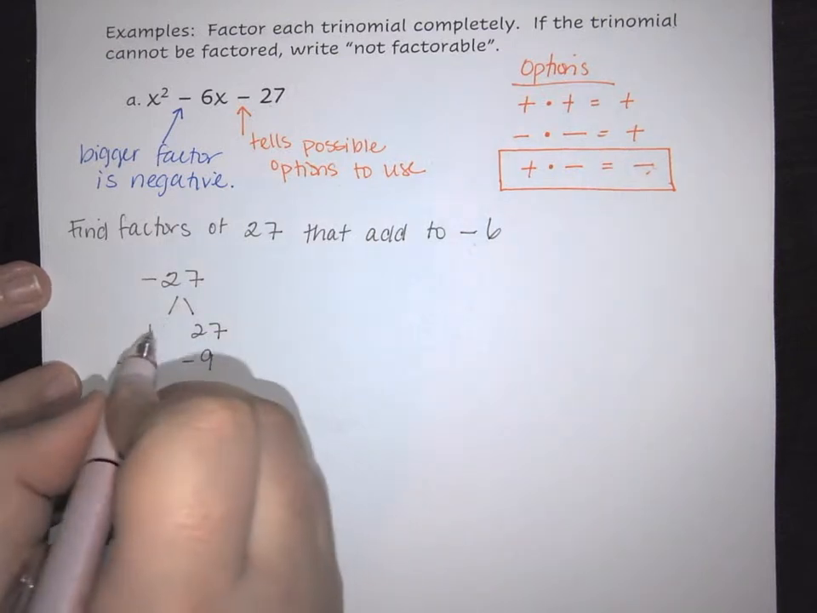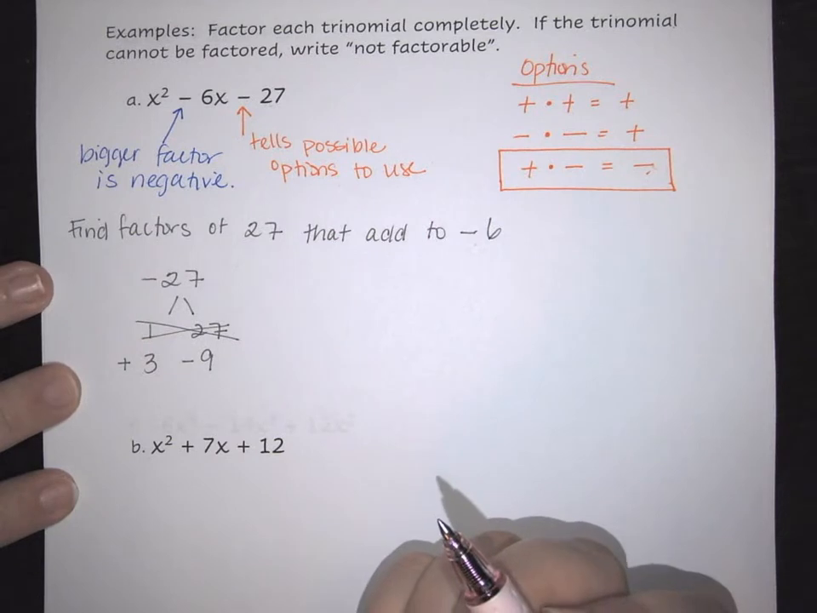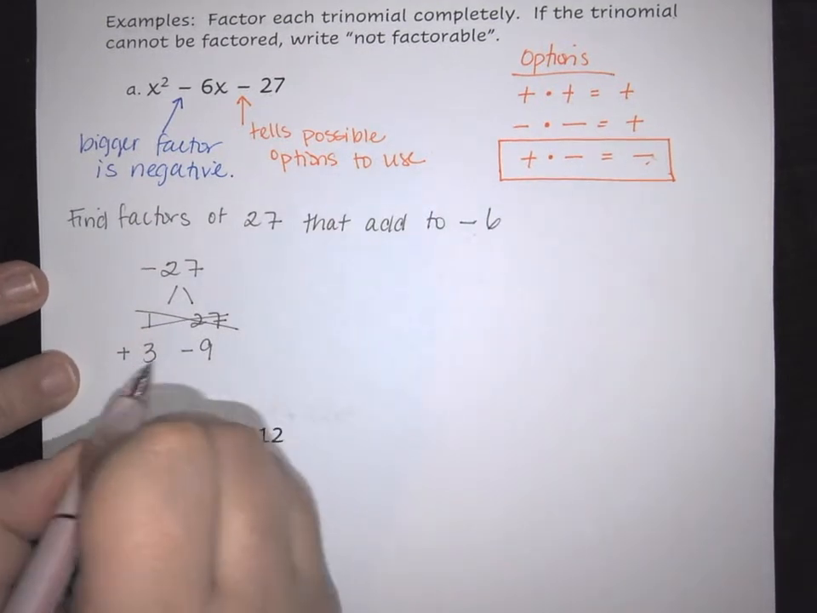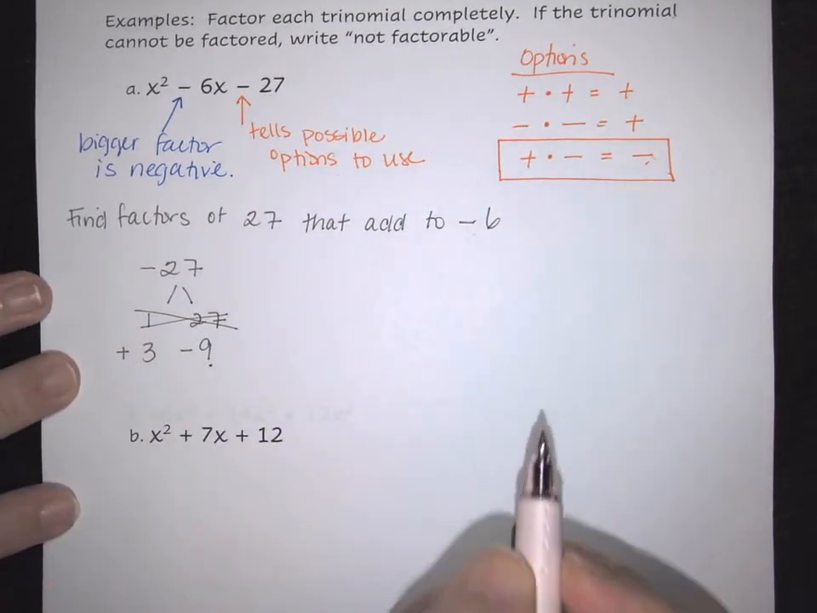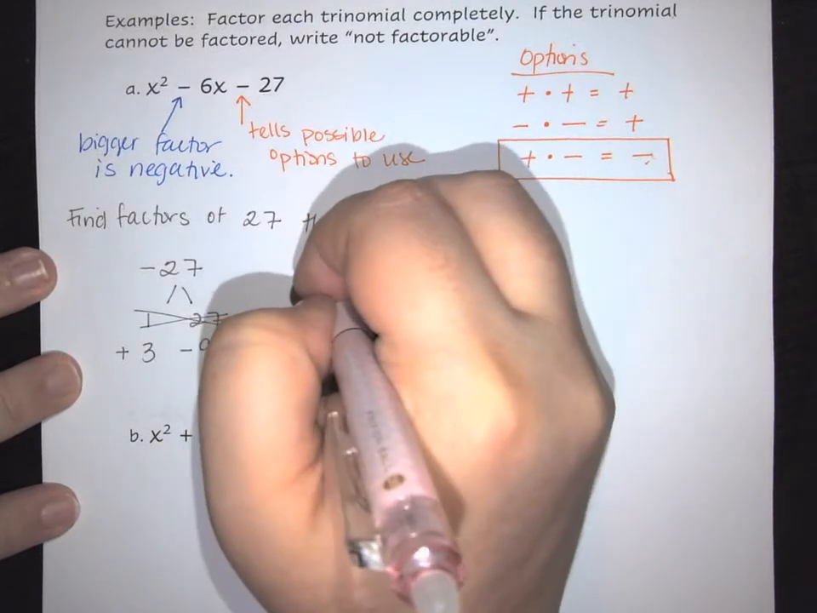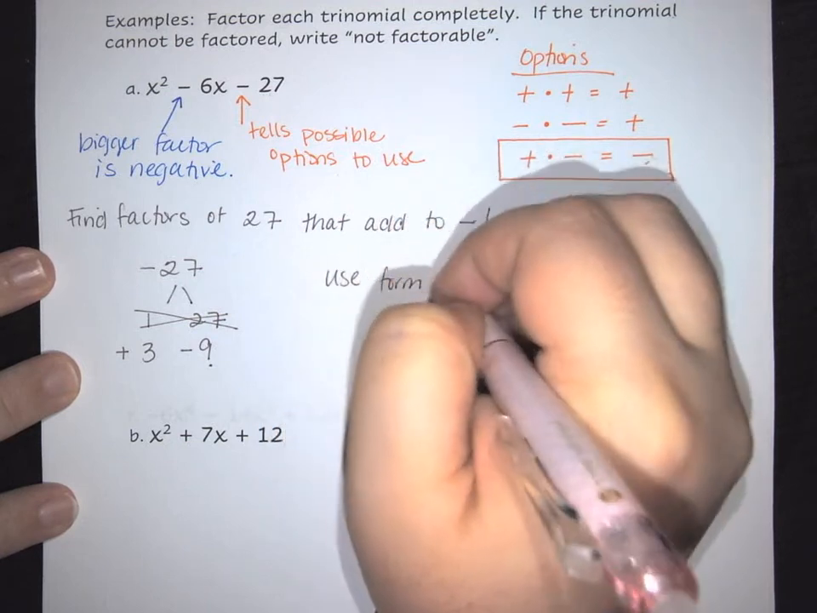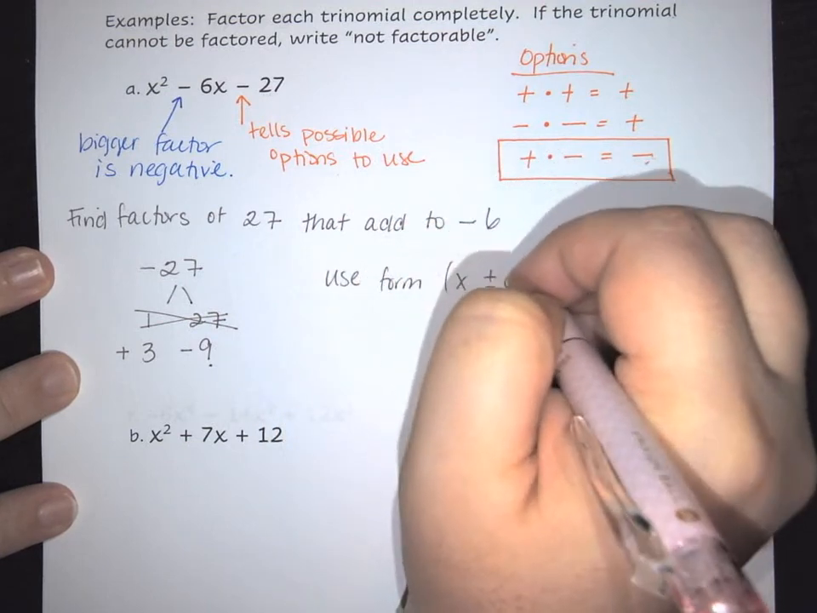Okay. I also know for a fact that this first one is not going to work because I'm not going to get my negative 6. So I have my two factors here. So then all I have to do is simply use the form x plus or minus c.